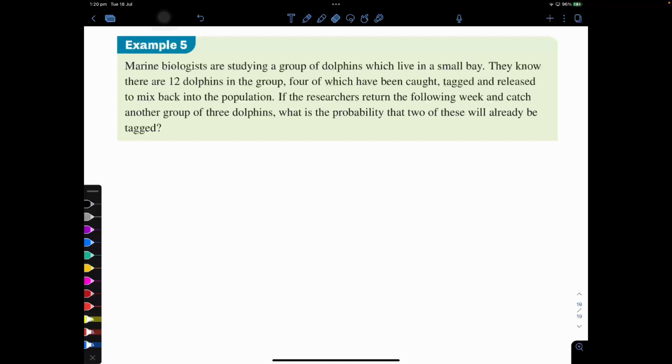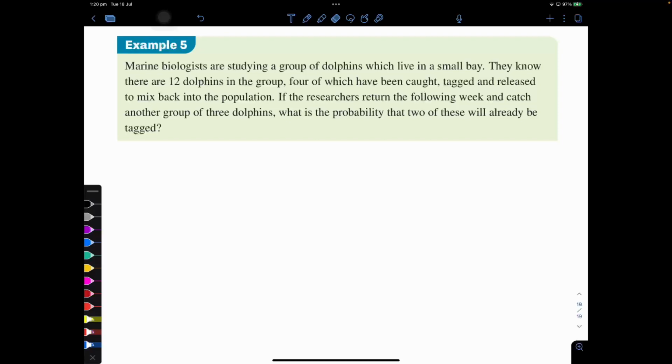Interesting. Marine biologists are studying a group of dolphins which live in a small bay. They know that there are 12 dolphins in the group, 4 of which have been caught, tagged and released to mix back into the population. If the researchers return the following week and catch another group of 3 dolphins, what is the probability that 2 of these will already be tagged? Ooh, that's a lot of questions. Yeah? Let's break this down.